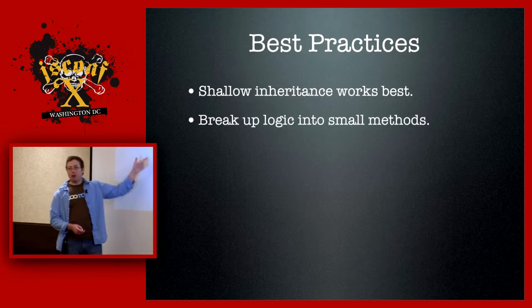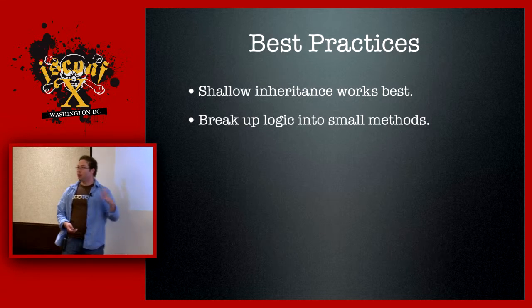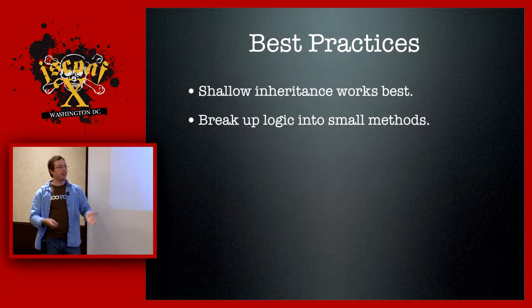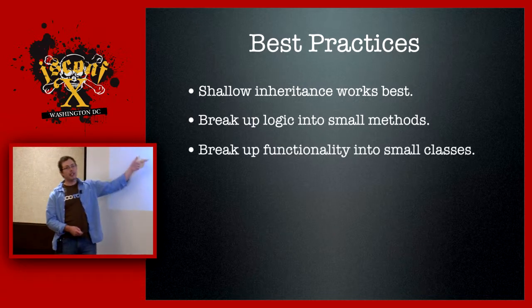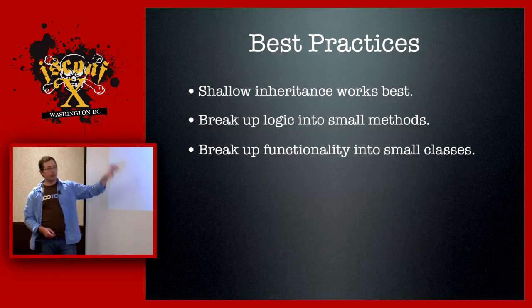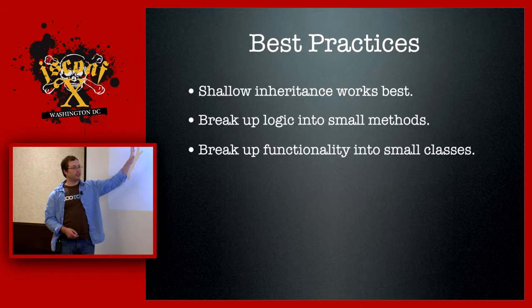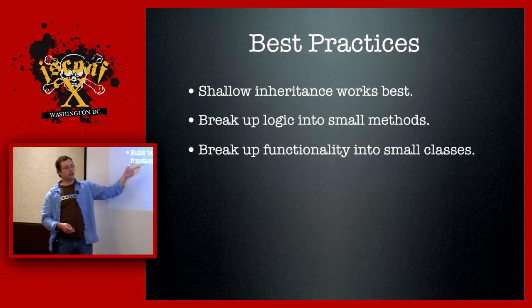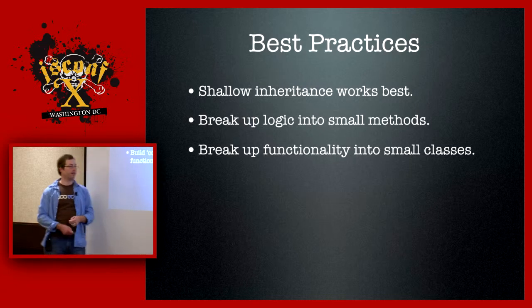Break up logic into small methods. I've already said this, but a function should be well named, ideally a verb, and it should do one thing. And then the same thing is true for the classes. You should have a class that does one thing. In that search result example, you have one called tabs, and that's all it does. And then when you have a larger thing that has a bunch of that stuff in it, you build this controller, and all it does is instantiate the smaller ones.